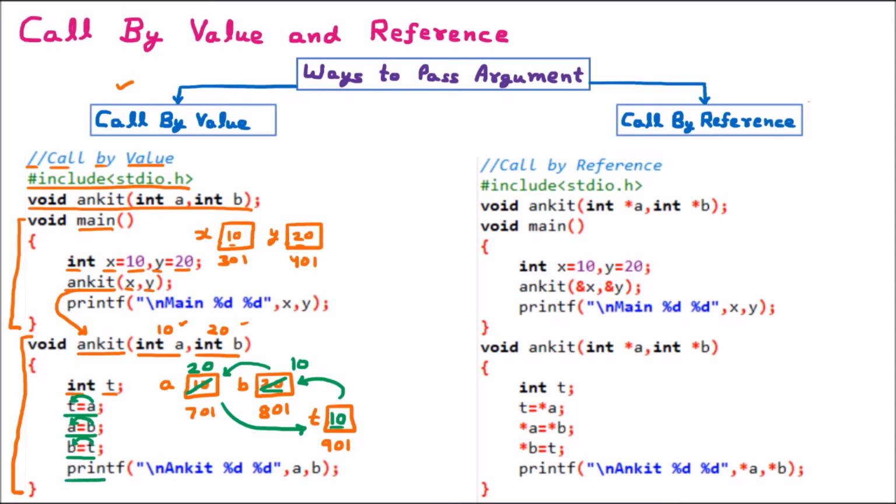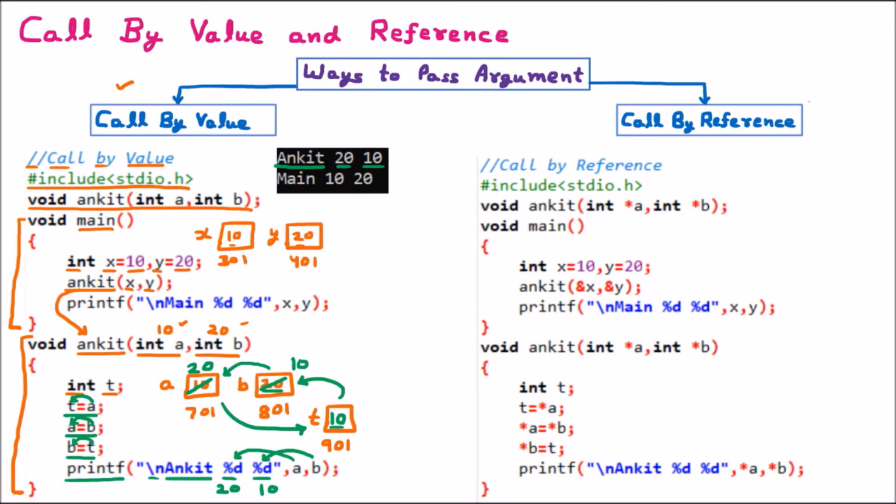Now we say printf, printing on the screen, \n for the new line, Ankit, %d %d. So here a will give its value and b will give its value. These two values will come here, that is 20 and 10. So here if I show inside the function, their answer will be 20 and 10. We can see that the first line is Ankit, then 20 and 10 is coming.